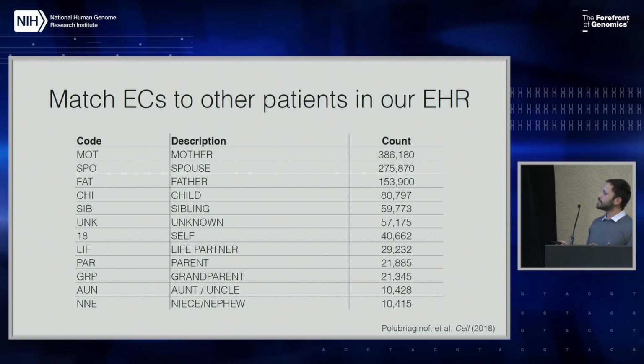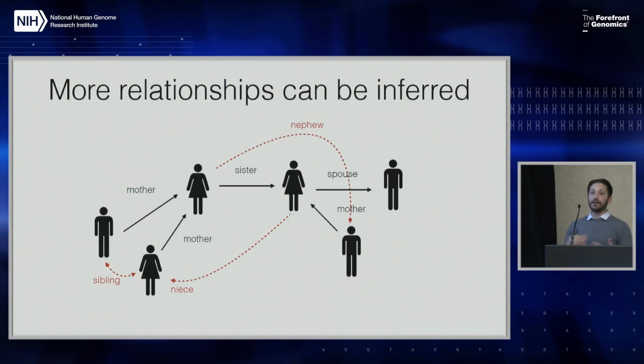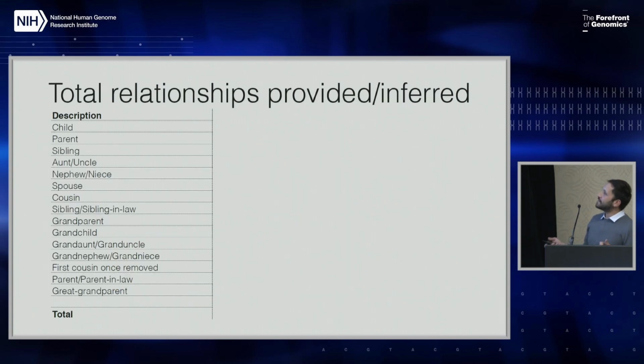We can take this one step further. And if people come in reporting relationships, we can make additional inferences. If I come in and report my mother as the emergency contact, which I would, she's awesome, and my sister comes in and she also reports my mother, then we can infer that we're siblings. And we can continue to do this until we exhaust all of the relationships we were provided. So we do that, and this is what we end up getting.